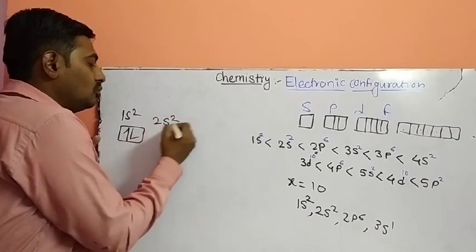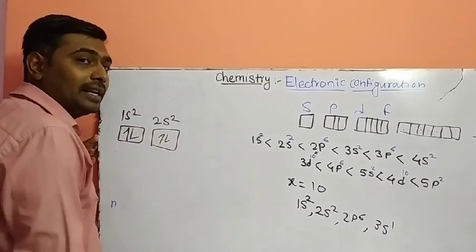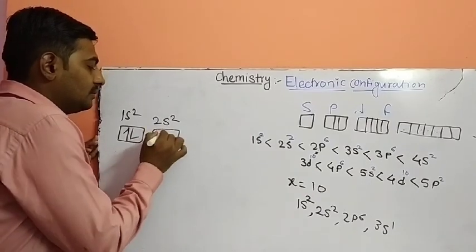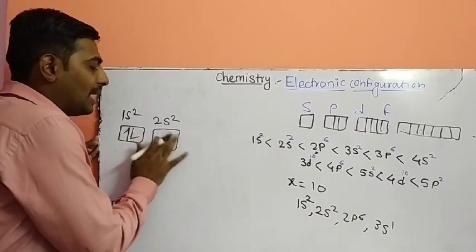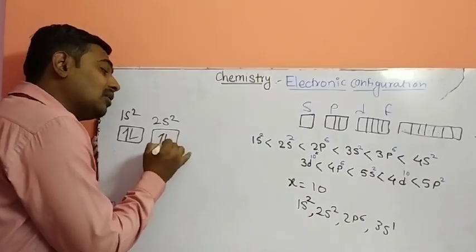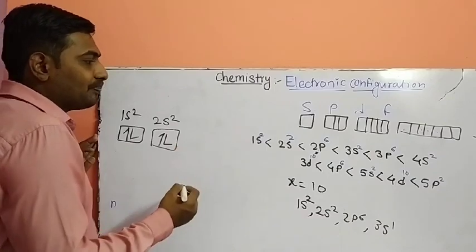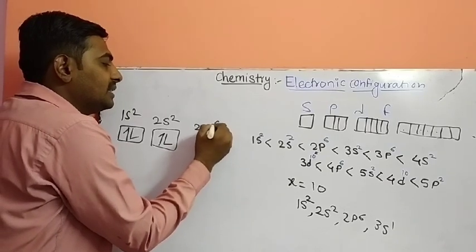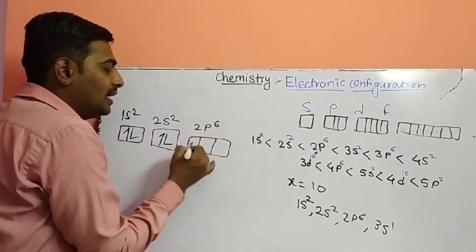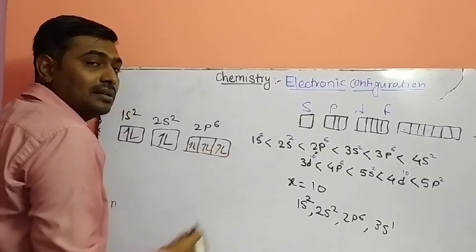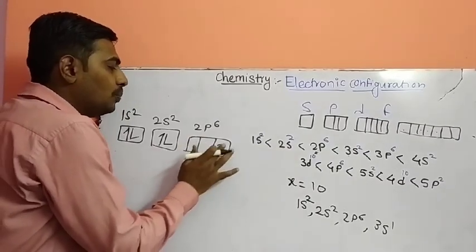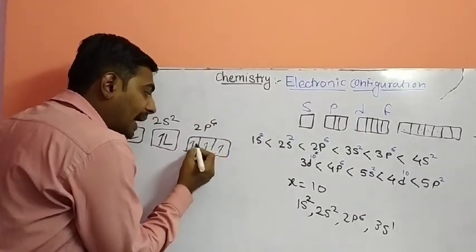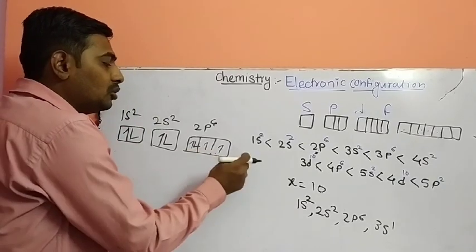So 2s2, how will it be written? 2s2 will be written like this one. It should not be written like this. The parallel electron will be first, the anti-parallel will be second. So for the p orbital, when 2p6 is there, how are we writing 2p6? 1, 2, 3, 4, 5, 6. When 2p4 is there, at the same time 1, 2, 3 and 4. Why is this 1, 2, 3 and 4?